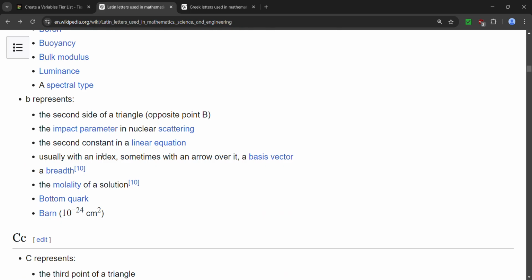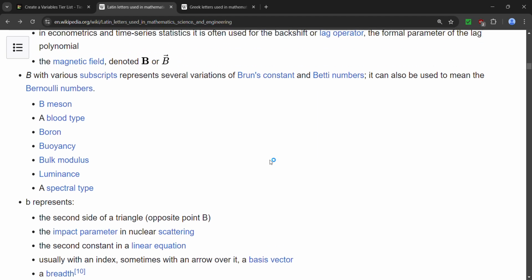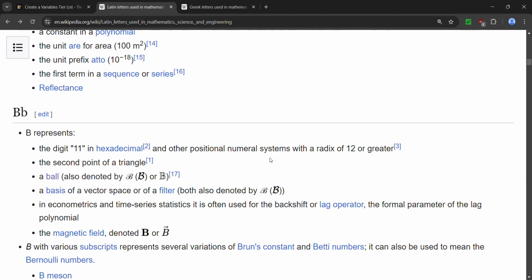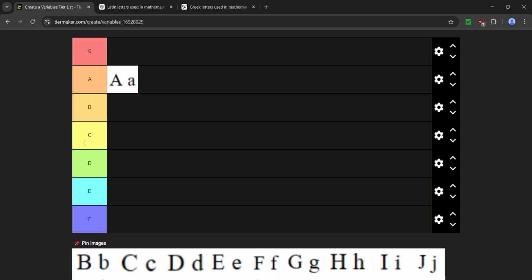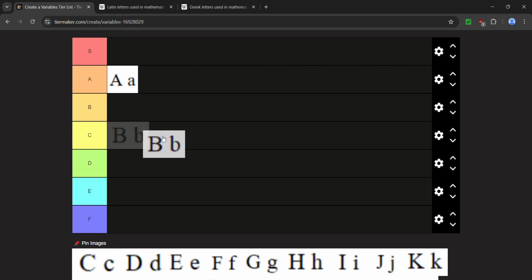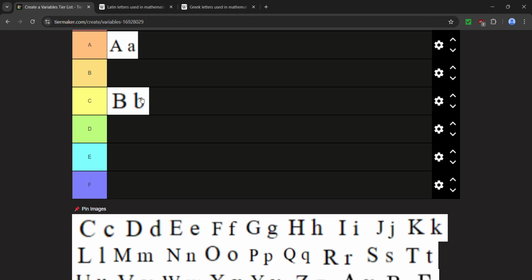Impact parameter. Hmm. Molality. Barn. I like barn. It's a good unit. I'm not gonna lie though, none of these are that interesting. I mean, B is certainly not useless, right? These aren't that interesting though, all things considered. So I think I want to go ahead and put it in C tier. And honestly, I'm kind of tempted. I might push it down to D if we see some really good variables. It's definitely not as good as A, both the tier and the variable, right? So yeah, we're gonna keep it in C for now.